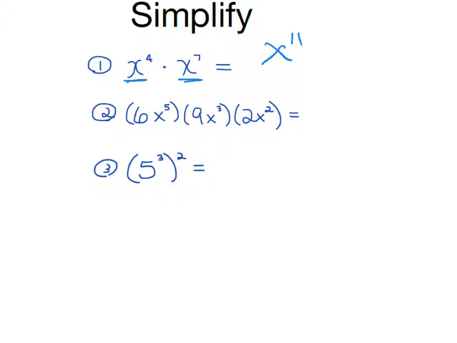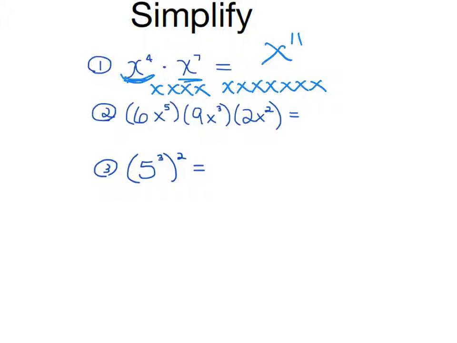And again, if you forget, expand this. X to the 4th is x times x times x times x. X to the 7th, you would write x 7 times. And now you could go back and count how many x's you just wrote down, and you would see that there are 11.